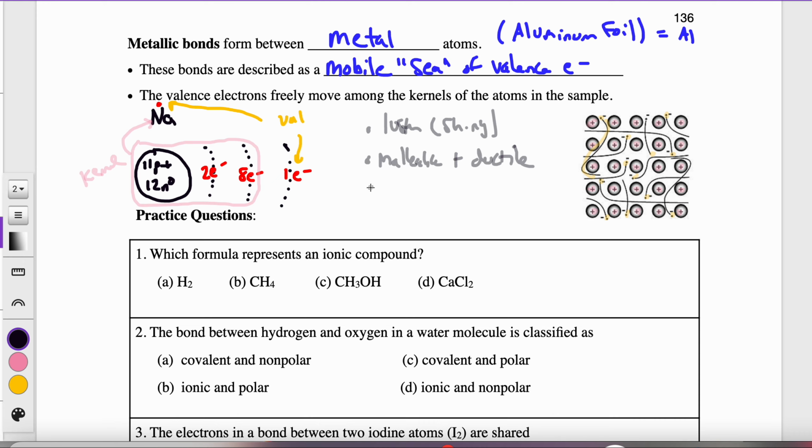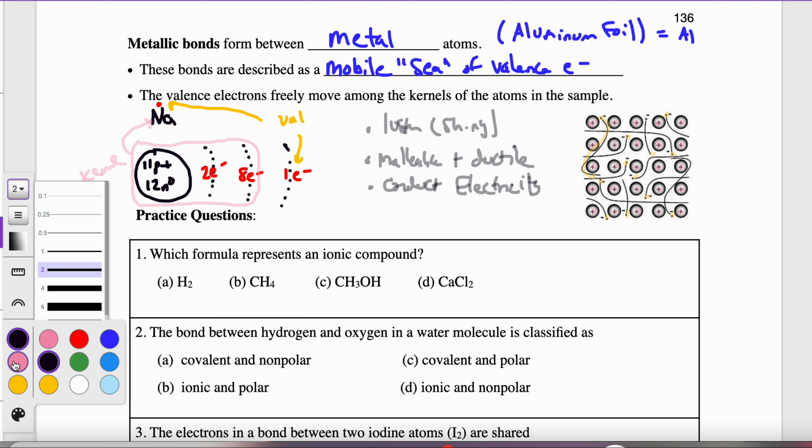And then lastly, this is the reason that they conduct electricity. So moving charges is electricity. So they have these mobile or moving valence electrons. So the key reason we associate these characteristics with the average metal is because of that mobile sea of valence electrons. Let's take a look at a couple of practice questions.